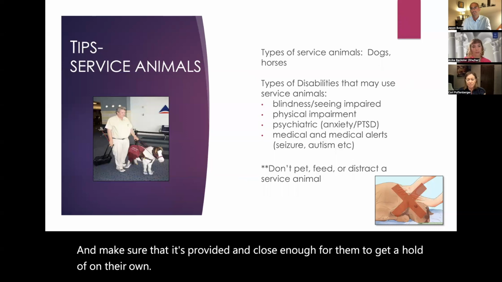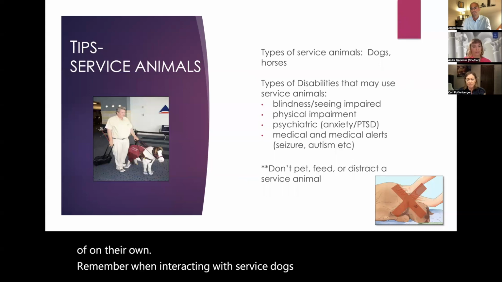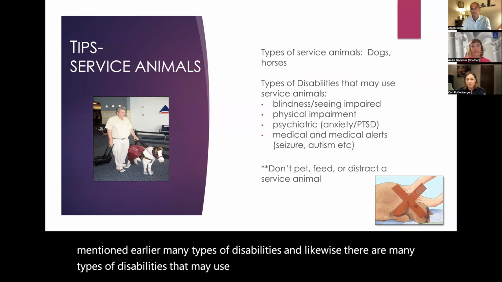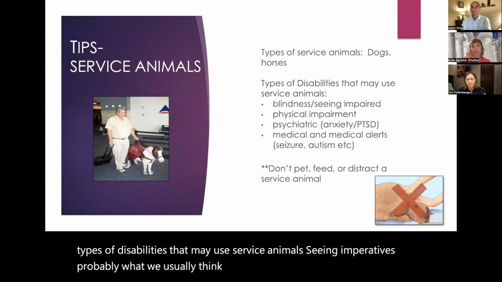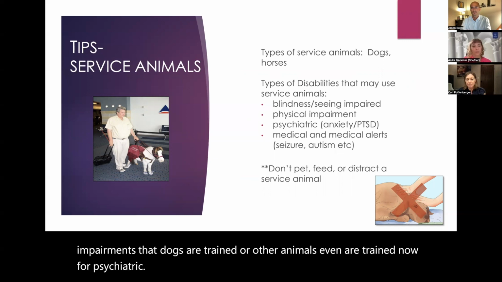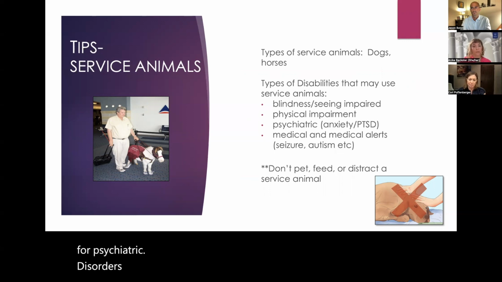Remember in interacting with service dogs that there are, as Corey mentioned earlier, many types of disabilities, and likewise, there are many types of disabilities that may use service animals. Seeing impaired is probably what we usually think of, but there are other physical impairments that dogs are trained for, or other animals even are trained now for, psychiatric disorders and other types of medical alerts that you may not be aware of.